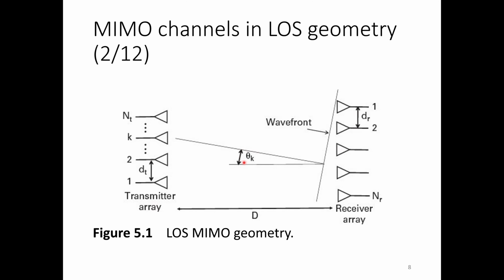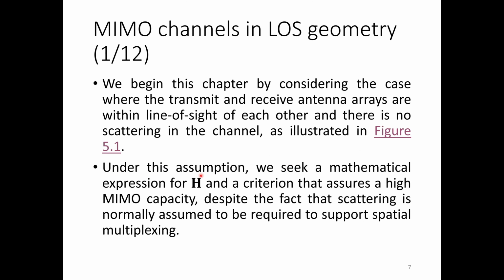And theta k is the angle between the moving direction of this electromagnetic wave, from the k-th transmit antenna to the receiver array, and the horizontal line. So under this assumption, we seek a mathematical expression for H and a criterion that assures a high minimal capacity, despite the fact that scattering is normally assumed to be required to support spatial multiplexing.